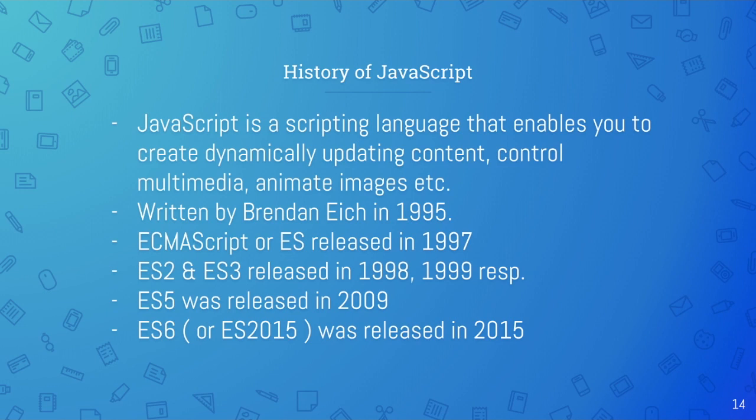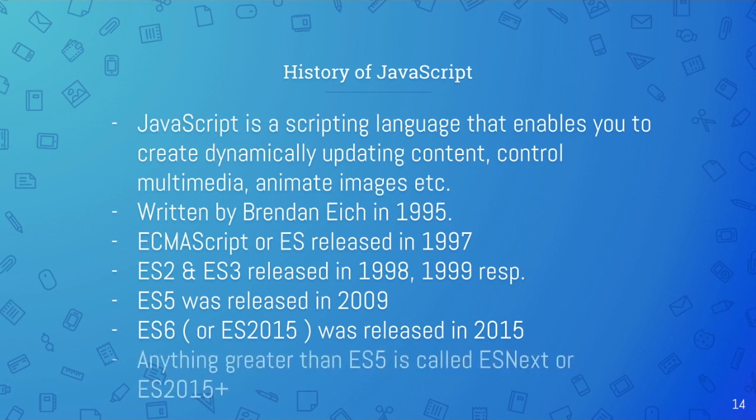Also, you must have heard about ECMAScript Next or ES 2015 Plus. Anything greater than ES5 is called ESNext or ES 2015, basically modern JavaScript. So next time you see ESNext or ES 2015, you know that it means modern JavaScript after ES5. That's the simpler way of writing things and grouping things together.